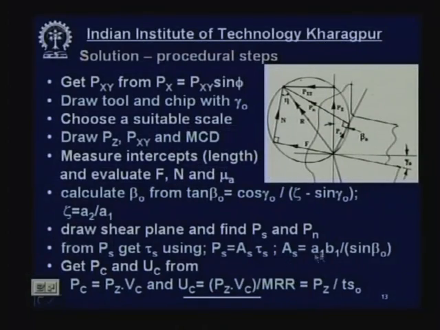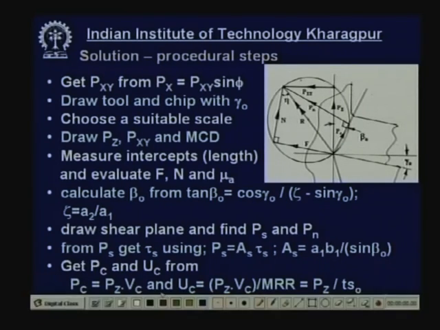Now, here you find that from Ps and the shear area AS we have determined tau S. AS is equal to A1 B1 by sin beta, but A1 B1 is equal to T into SO. What is T? Depth of cut, and SO is the feed. So, from there we get AS and put the AS value here, Ps is already known from the Merchant circle diagram, and then you get tau S.